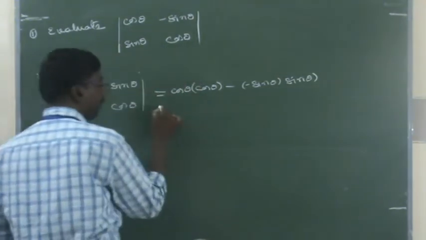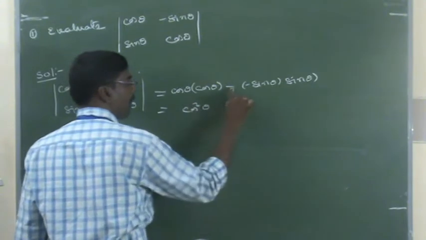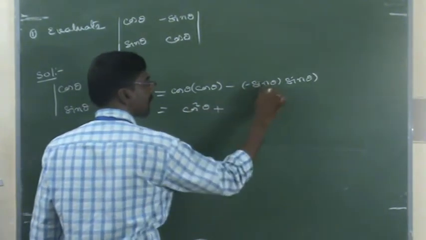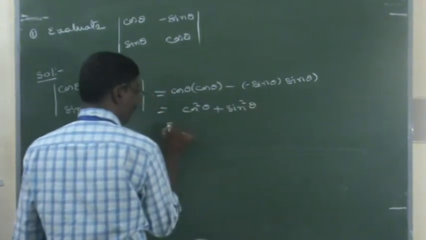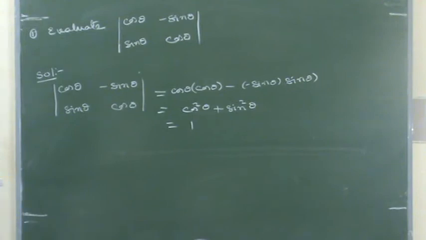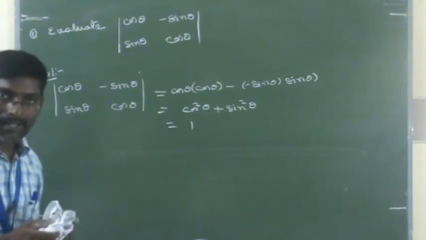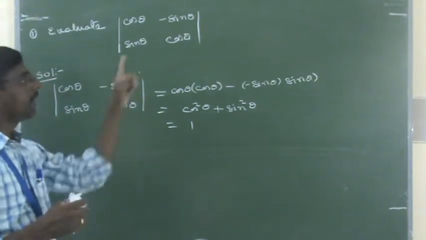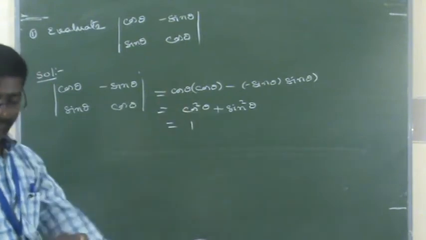See, cos theta into cos theta is cos square theta, minus into minus is plus, sin theta into sin theta is sin square theta. Cos square theta plus sin square theta is equal to 1. That's all. A simple problem related to the topic of determinant of a square matrix of order 2.